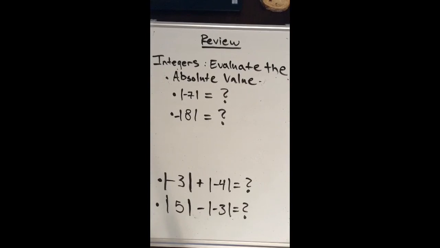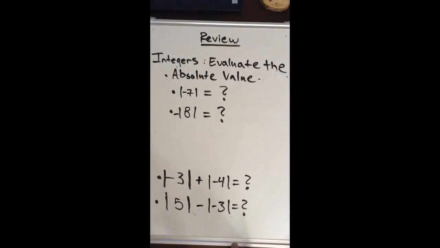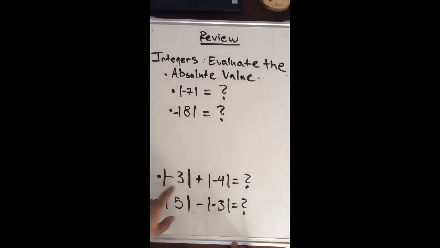I'd like you to take a moment to practice your new absolute value skills. Right now, I'd like you to evaluate the absolute value of the following. First, what's the absolute value of -7? The next problem is a negative and then an 8 within the absolute value, and I want to know what that answer is. If you get done with those, I want you to try and solve these on the bottom. We have the absolute value of -3 plus the absolute value of -4. And we have the absolute value of 5 minus the absolute value of -3.